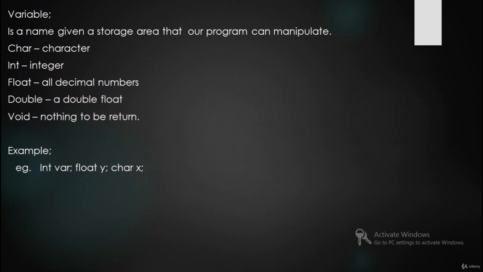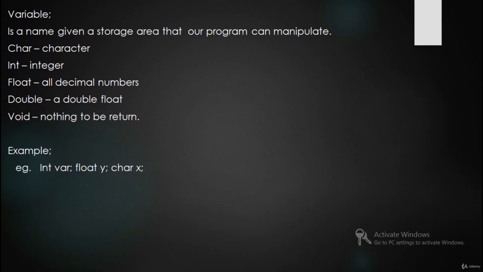Now, with char, which is for all character values, we also have integers, int for all positive numbers, and then float for all decimal numbers, double for maybe a double float, and then void, which means nothing will be returned in a case of execution. So for instance, we can declare these variables: int var, also float y, and then char x when we are declaring variables.